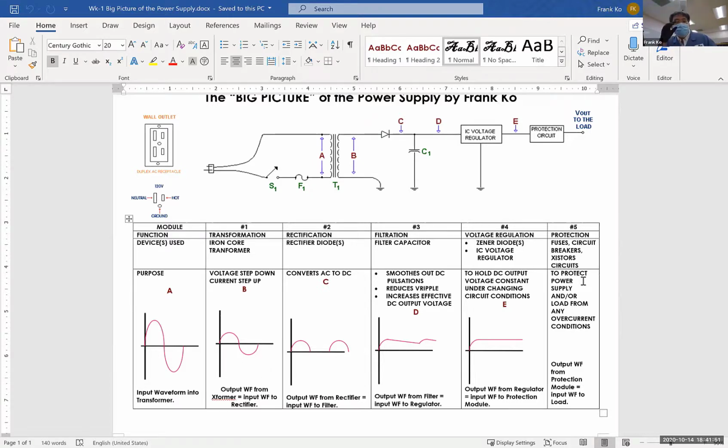So in module number 4, the name of the function is called voltage what? Regulation. What are the device or devices that could be used to accomplish voltage regulation? There happens to be 2. Could you read those for us, please, Jess?